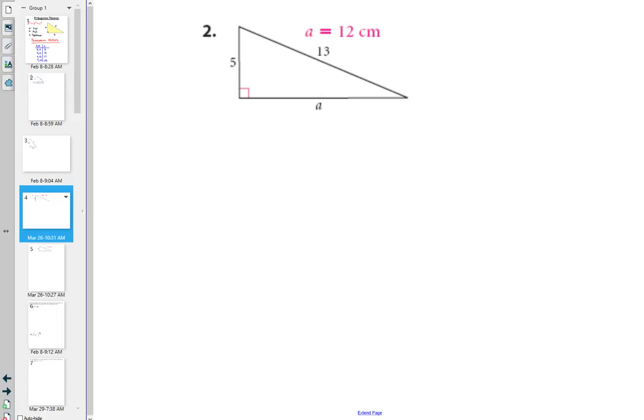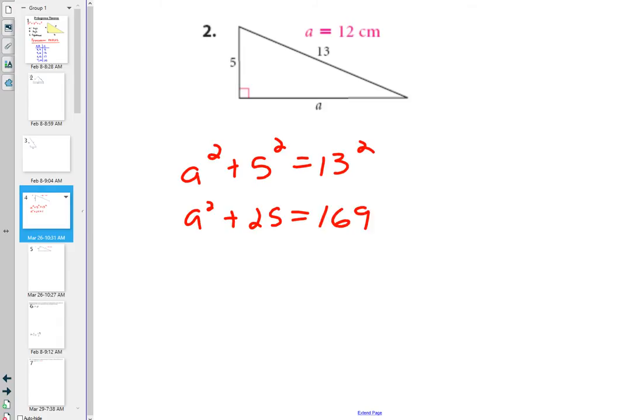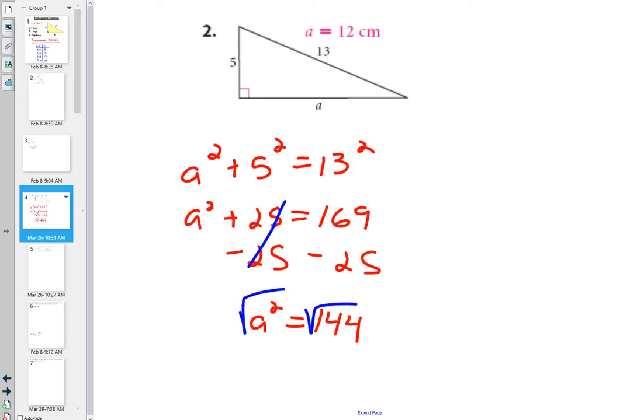We're looking for A. What type of side is A? It's a leg. Good. So make sure that that's on the side with the other leg. So A squared plus 5 squared is equal to 13 squared. A squared plus 25 is equal to 169. Minus 25, minus 25. A squared is equal to 144.